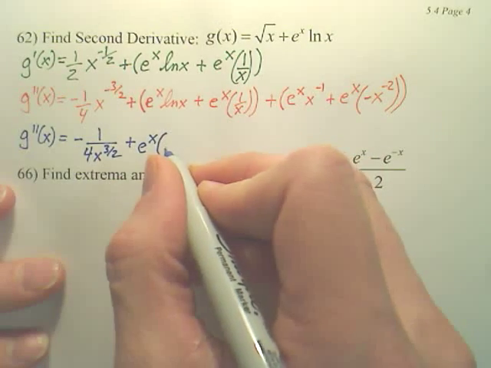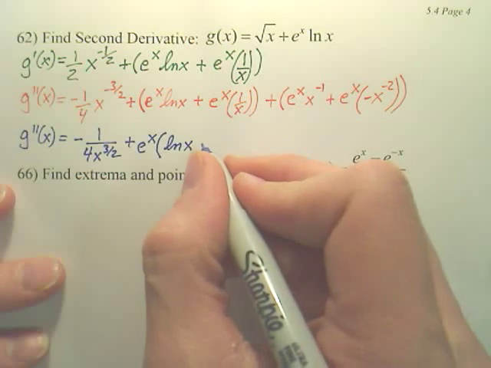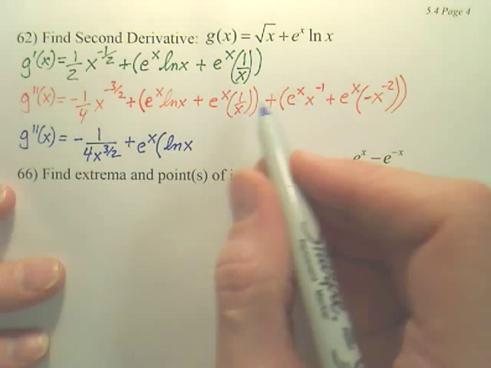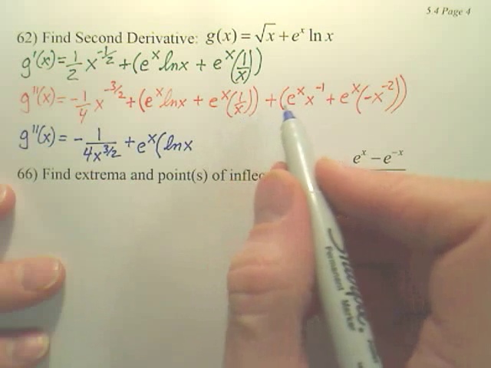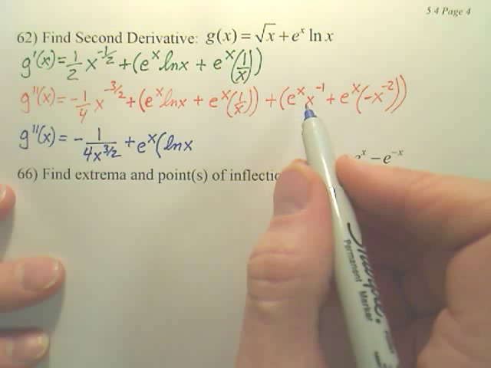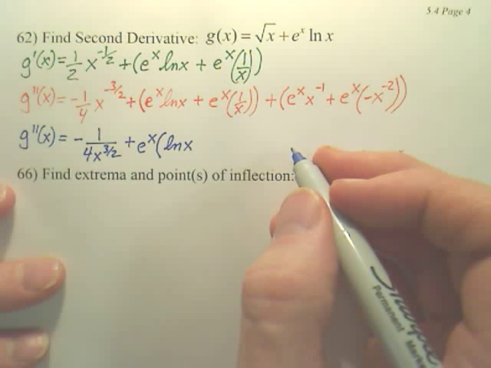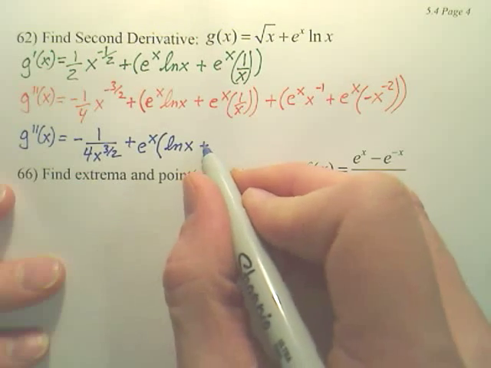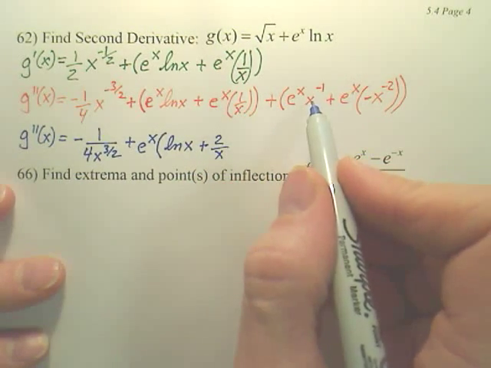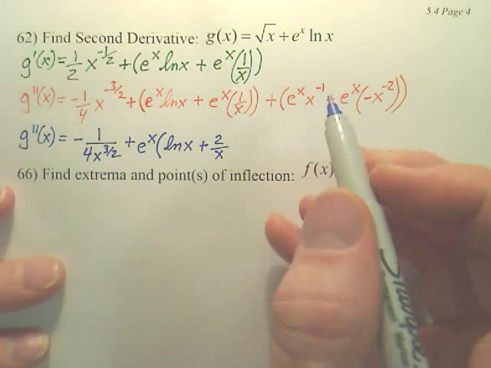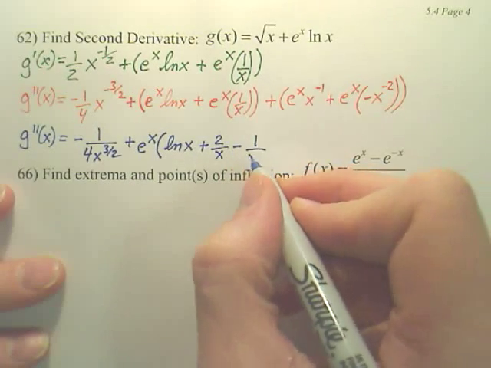And then it looks like we have ln x for this one. This one has, aren't those the same? Don't we have two 1 over x's? And what's 1 over x plus 1 over x? It's 2 over x. Because these are both the same. 1 over x plus 1 over x, you add the tops if the bottoms are the same. And this one's going to be minus 1 over x squared.